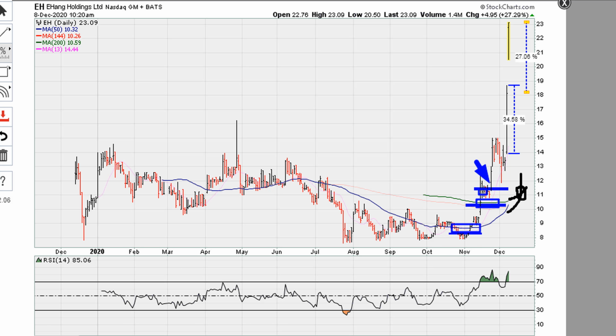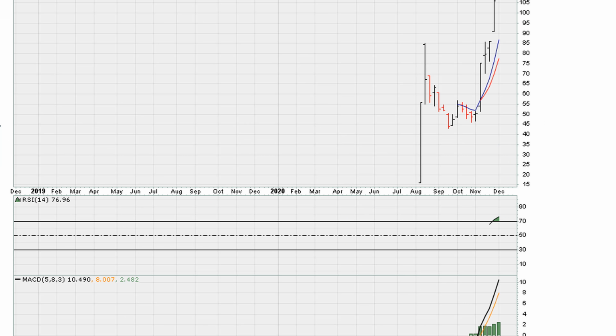I call that the Muathe Virgin Breakout. Now, one other thing, and I'm going to use a different stock here now. Take a look at this instrument.